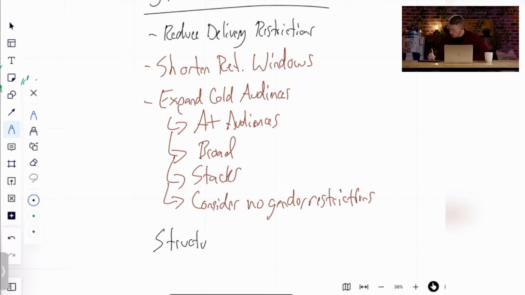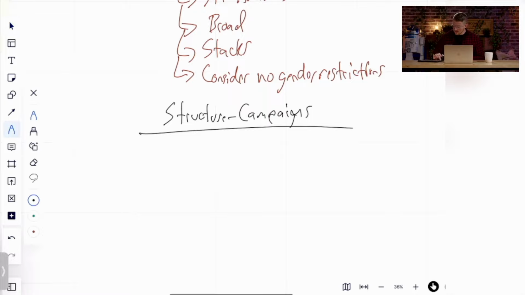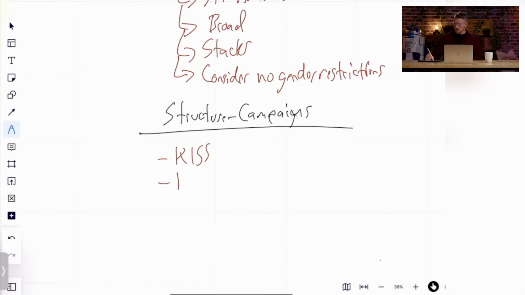Now, let's talk about structure and let's talk about campaigns. Like, what's the actual campaign structure we're going to use? Well, the biggest thing is let's keep it simple, right? As few campaigns and ad sets as possible. Again, we're trying to consolidate. The other thing we're going to consider here is no custom audience exclusions. We're not adding custom audience exclusions.